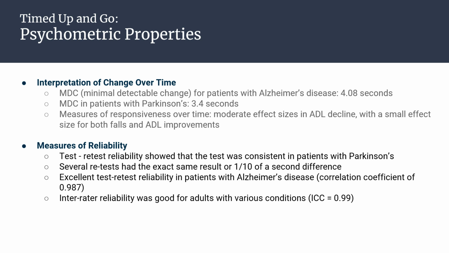The test-retest reliability showed that the test was consistent in patients with Parkinson's. Several retests had the exact same result, or a 1/10 of a second difference. Excellent retest reliability in patients with Alzheimer's disease showed a correlation coefficient of 0.987. Inter-rater reliability was good for adults with various conditions.